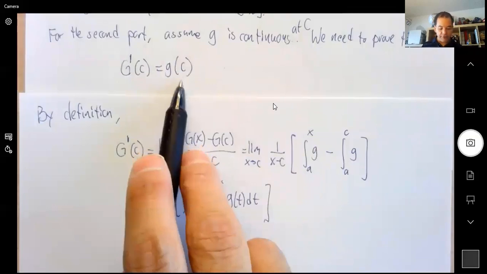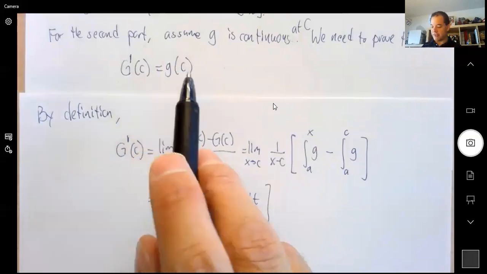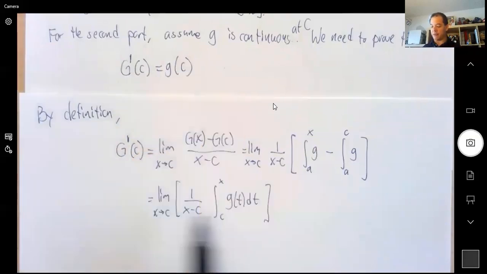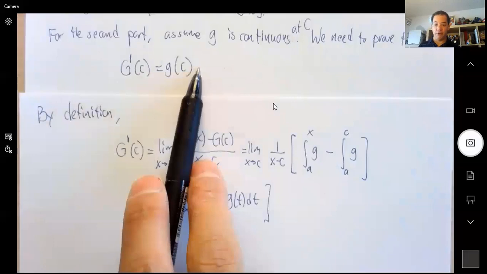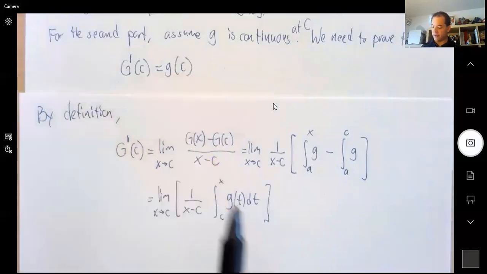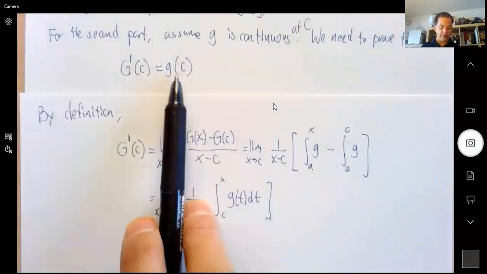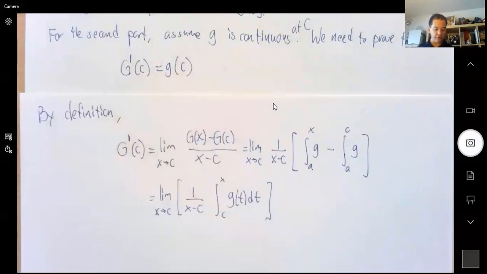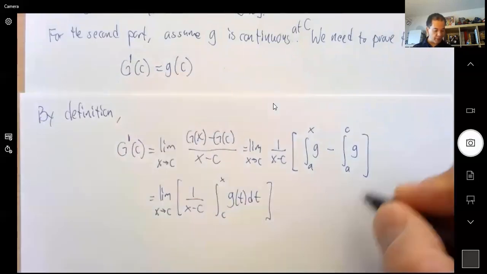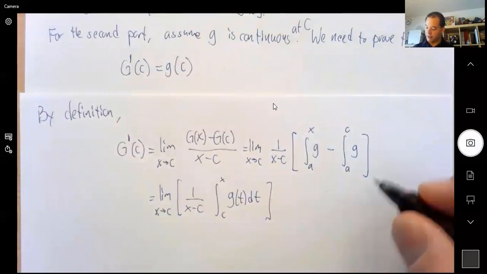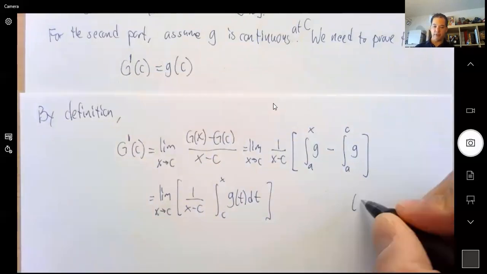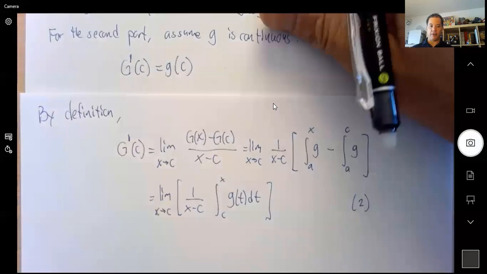So it turns out that the best way to show that this limit exists and equals g of c is to look at the difference. So show instead that this minus that is zero. In other words, that the limit of this minus the constant g of c is zero. So that's what we're going to consider. Let's leave this hanging for a moment. Let me call it two, that's our second equation.